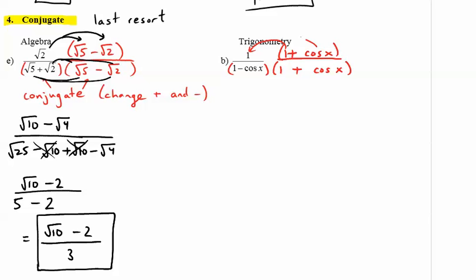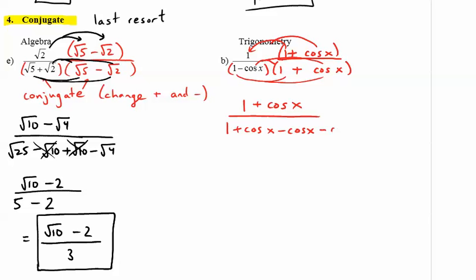Multiply everything here by 1. Doesn't change. And we'll FOIL out the bottom. 1 times 1 is 1. 1 times cos is cosine. Negative cosine times 1 is negative cosine. And negative cosine times positive cosine is negative cosine squared. So then we have 1 plus cosine x, and then positive cosine and negative cosine cancel. 1 minus cosine squared x in the denominator.